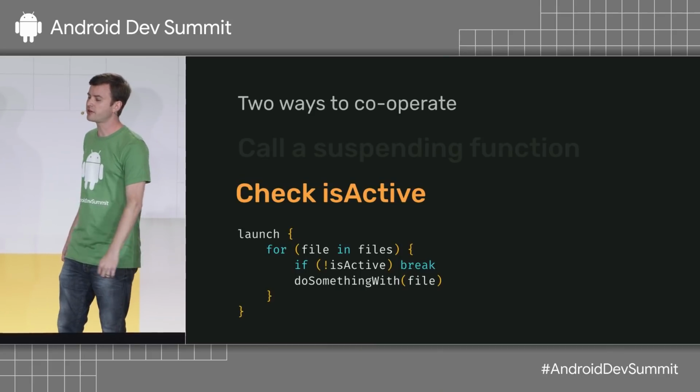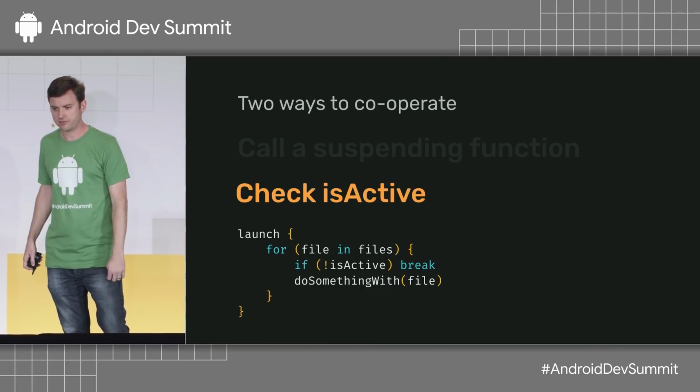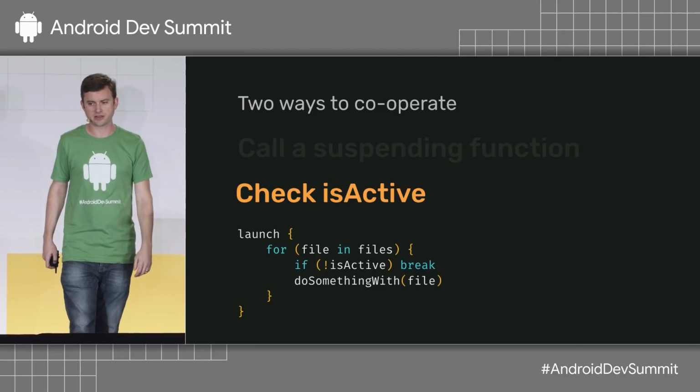But if you're in a tight loop, you can also just check isActive, which is available from any suspending scope.